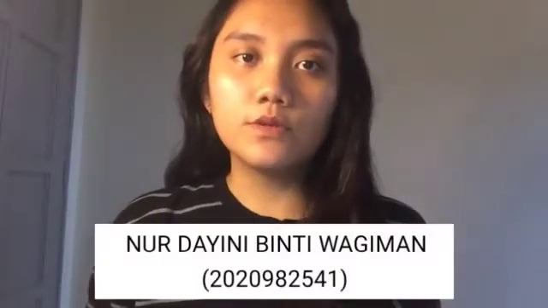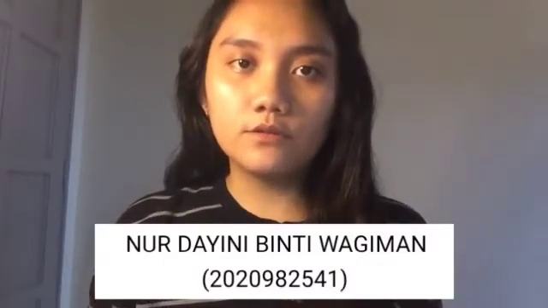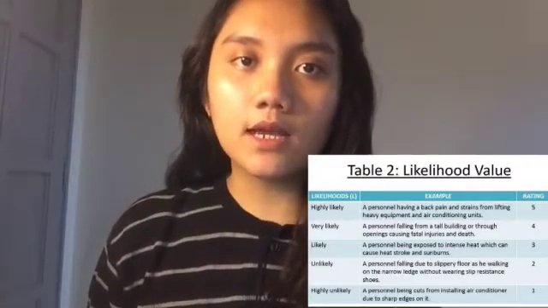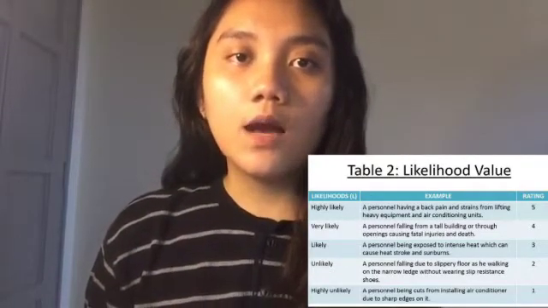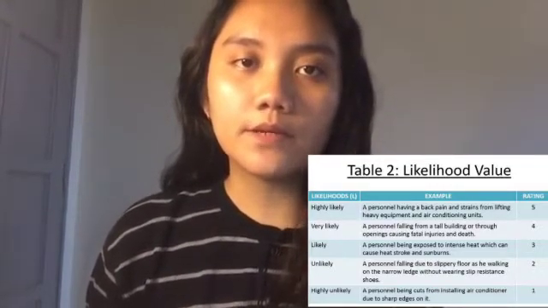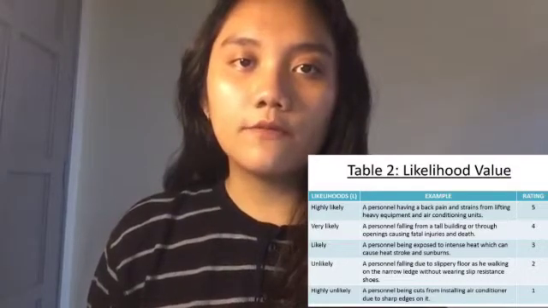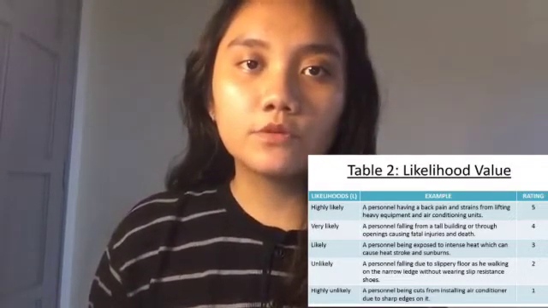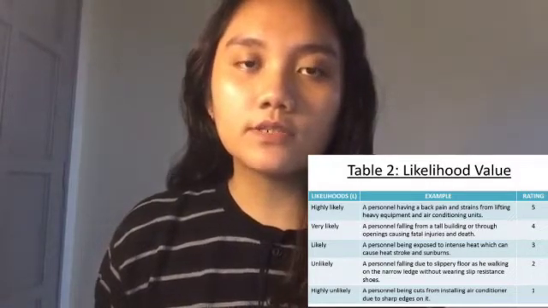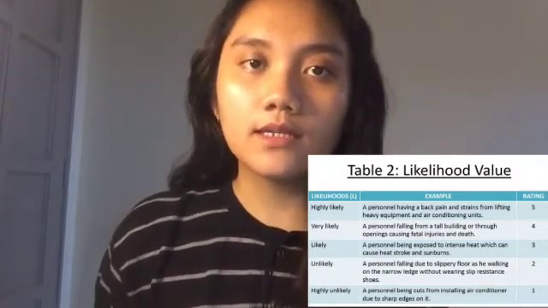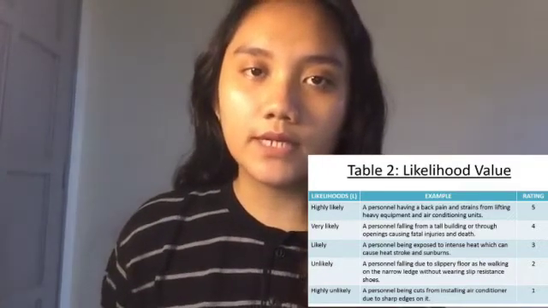I'm going to continue with Table 2, which is the likelihood value. There are 5 likelihood values: highly likely, very likely, likely, unlikely, and highly unlikely. I'm going to give you the examples in descending order. The first one is a personnel having back pain or strain, followed by a personnel falling from a tall building or height, and then being exposed to intense heat, which can cause heat stroke or sunburns. The fourth one is falling due to the slippery floor, and the last one is personnel having cuts.